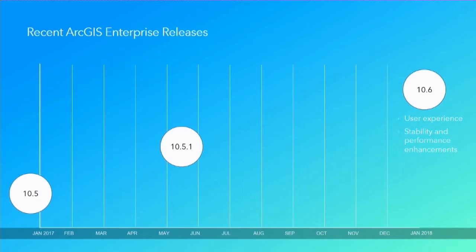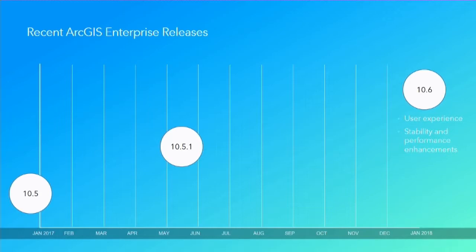So when we look back at the last year and a half, we look back at 3 ArcGIS Enterprise releases. I wanted to put this slide in here just to get a little bit of context on how fast we're developing and releasing the software. So at the end of 2016, we released ArcGIS Enterprise 10.5, which brought some new branding, some new terminology and new capabilities. So that was a huge release.